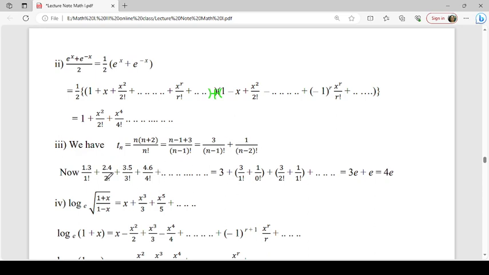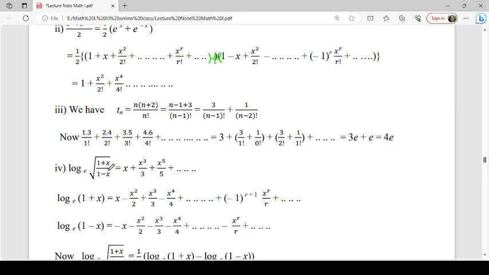Then the second term, here we write n equal to 2. So n equal to 2 is 3 by 1 factorial, and it is 1 by 0 factorial. N equal to 3, it is 3 by 2 factorial, it is 1 by 1 factorial. So on, etc. So this gives us 3e, and this gives us 1e. So the total is 4e.